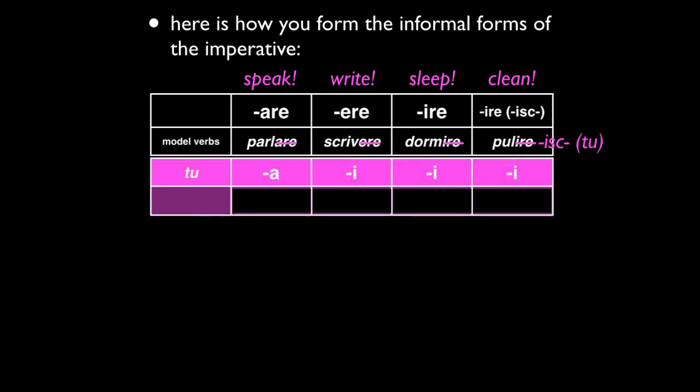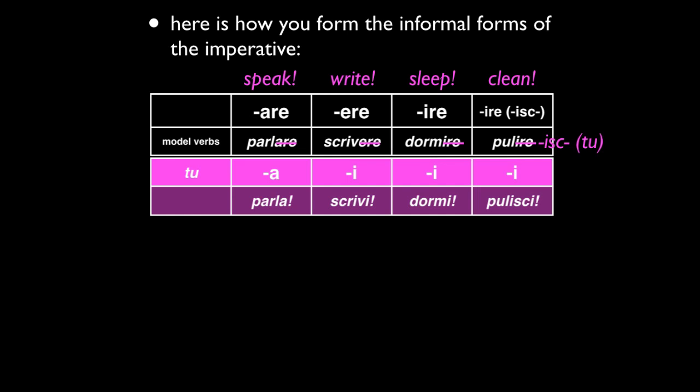So here are the endings of the tu form, and you see it's a, i. Very simple, very straightforward, very clean. Keep that a, i in mind, because when you get to the formal commands in the next video, it's reversed. Instead of a, i, for the Lei form, it is i, a. And if you don't know, you can watch that video. So you can see parlare becomes parla, scrivere becomes scrivi, dormire becomes dormi, and pulire becomes pulisci.